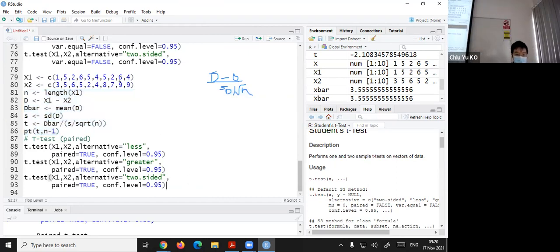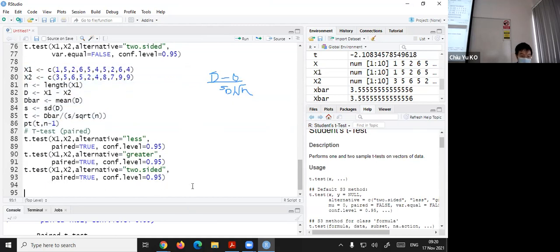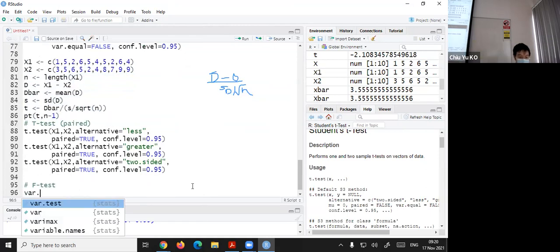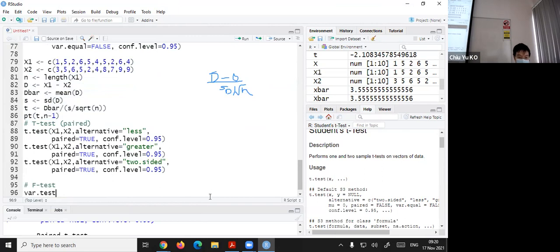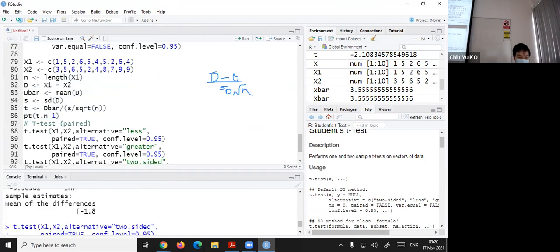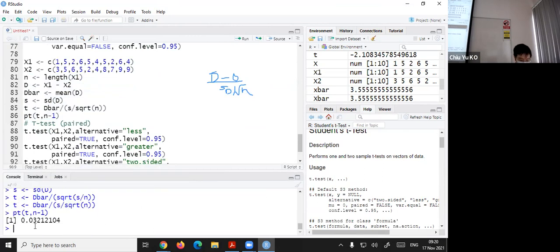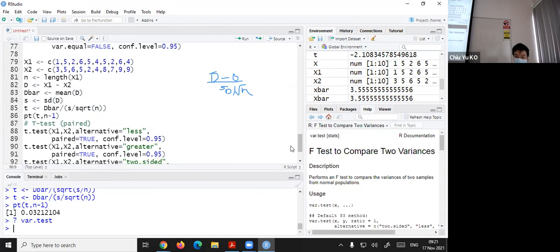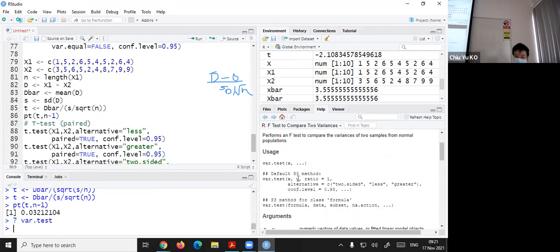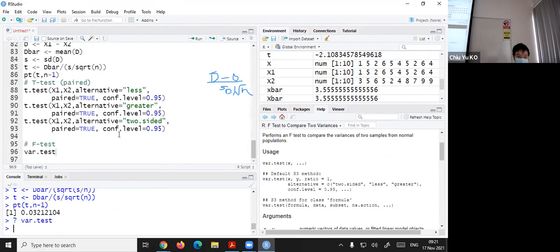It's an F-test. Using this data, we do the F-test. The F-test is rather easy, just call var.test. The F-test is called the variance test. If you don't know the syntax, it's very simple. Just go here, type a question mark, then var.test. It just gives you X and Y and then less than or more than, so very similar to this one.